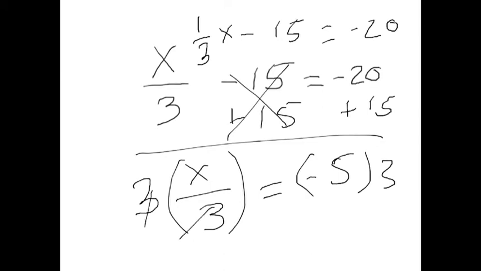Here 3 divided by 3 is 1, so I can just write x. I don't have to write 1x, and that equals -15. If I put -15 back for x, -15 divided by 3 is -5. -5 minus 15 is -20, and my left side, that is -20, equals my right side, that's -20, and I win again.